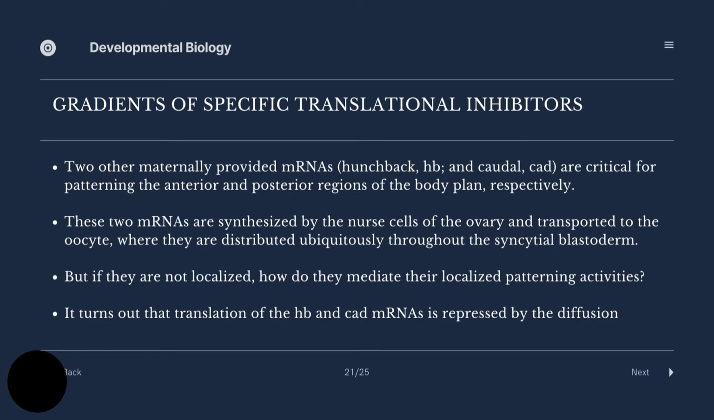But if they are not localized, how do they mediate the localized patterning activities? The answer is that the translation of the hunchback and caudal mRNAs is repressed by the diffusion gradients of nanos and bicoid proteins respectively.